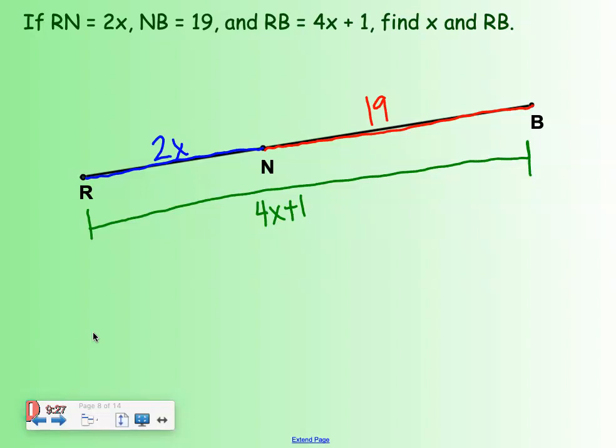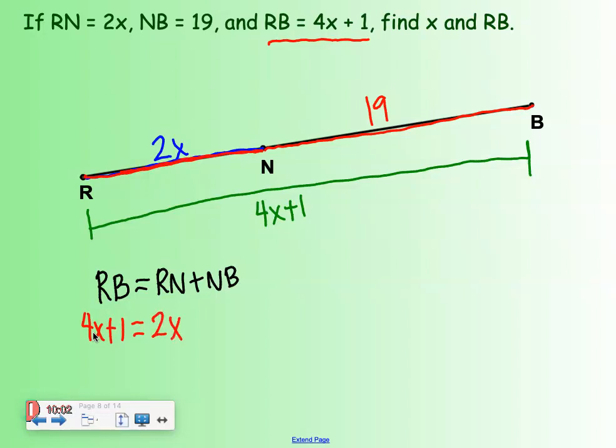So again, we have all the parts, we just have to find out what x is, okay? So let's start off with our whole. So I know I have RB. Now what does RB equal to? Well, it's equal to the 2 parts that make it up, which would be R to N plus our red part, N to B. Now from here, we just substitute in. What does RB equal? RB equals 4x plus 1. What does RN equal? That's this guy right here, 2x. NB, this guy right here. And now we simply just solve.